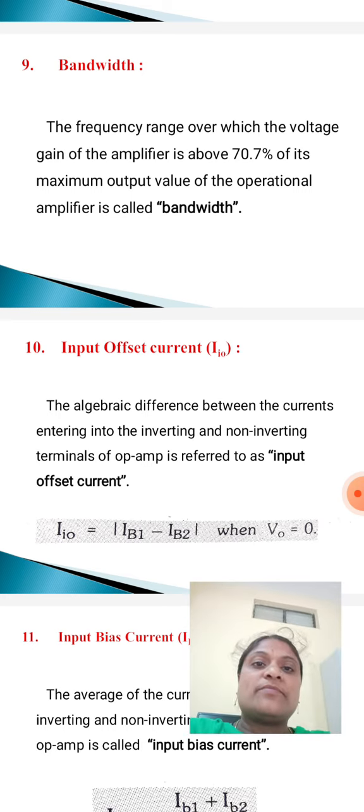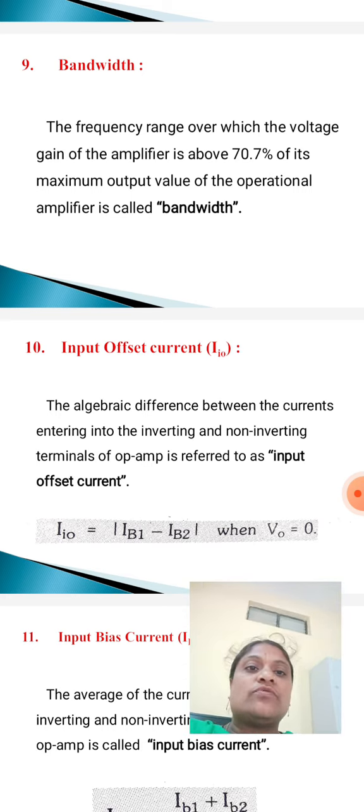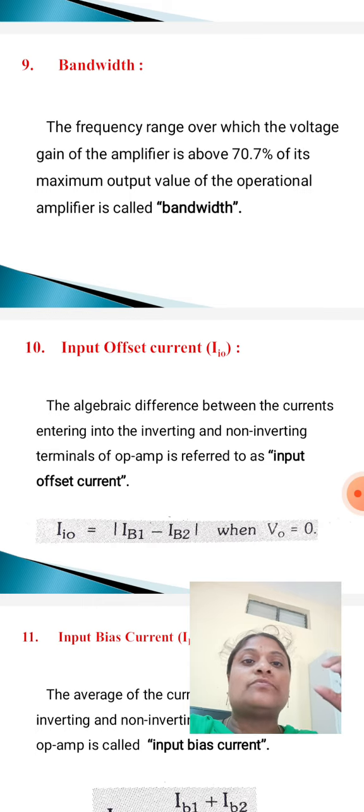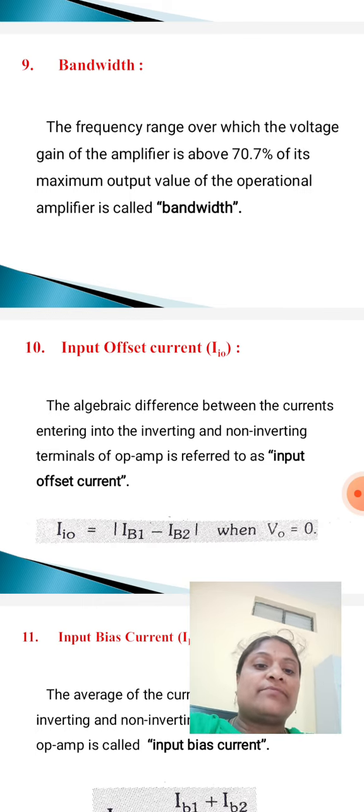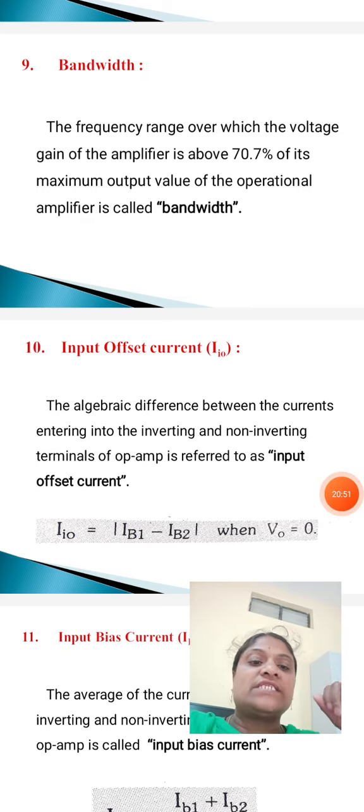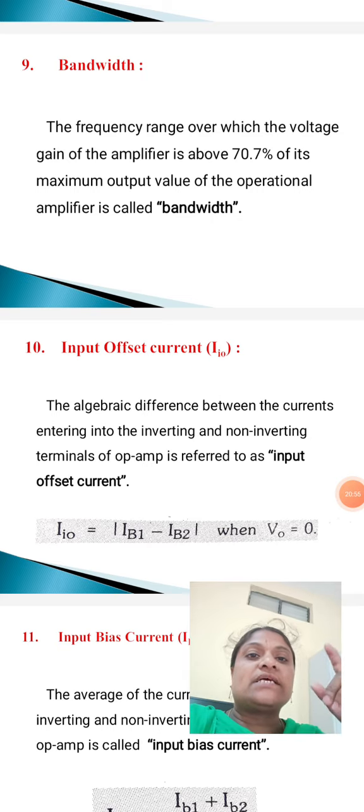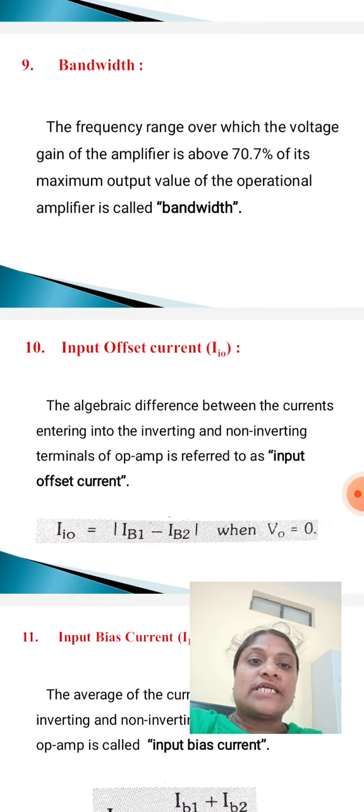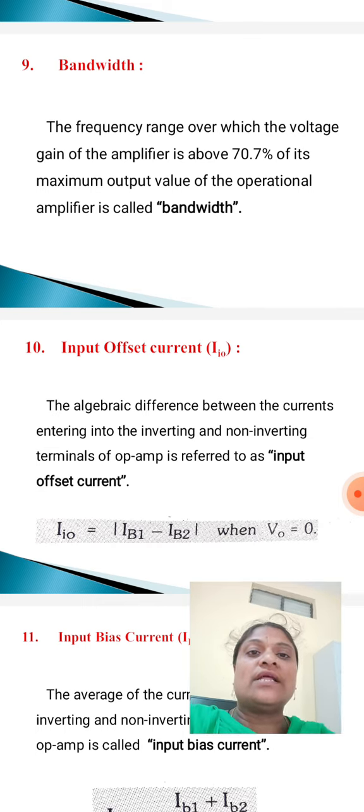What is the definition of bandwidth? The frequency range over which the voltage gain of the amplifier is above 70.7% of its maximum output value of the operational amplifier is called bandwidth. I repeat the definition: it is defined as the frequency range over which the voltage gain of the amplifier is above 70.7% of its maximum output voltage of the operational amplifier.